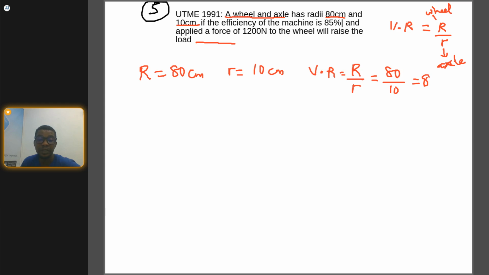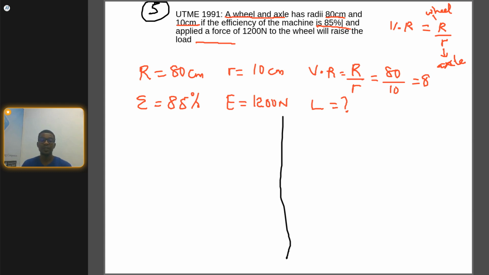And we are given efficiency in the question. Efficiency is 85%. And also we applied a force of 1,200 Newton to the wheel. So the effort or the force applied is 1,200 Newton. We are asked to get the load. What will be the load? We do not know the value of the load, so we are going to solve for the load using the formula of efficiency.